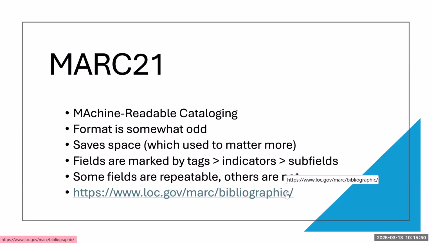And you can usually spot a MARC record pretty easily by the fact that it has fields marked by tags and indicators and subfields. And also it has kind of a strange columnar format to it. Some fields are repeatable, others are not, and everything you ever wanted to know about MARC records, the rules governing them, what you can put in them, which are repeatable, etc., can be found at that URL, the Library of Congress URL /marc/bibliographic.